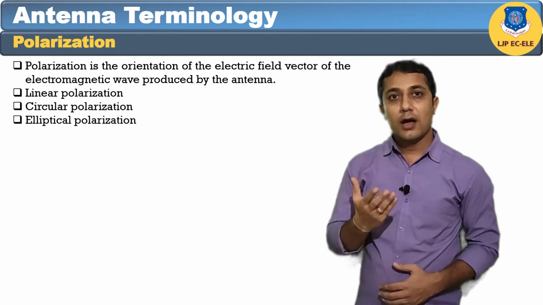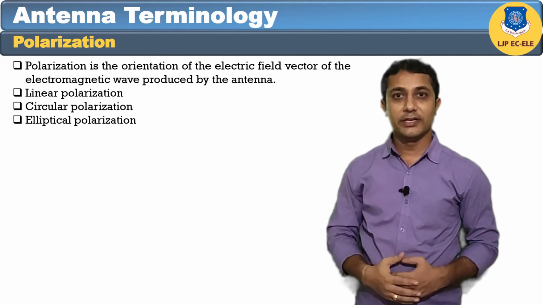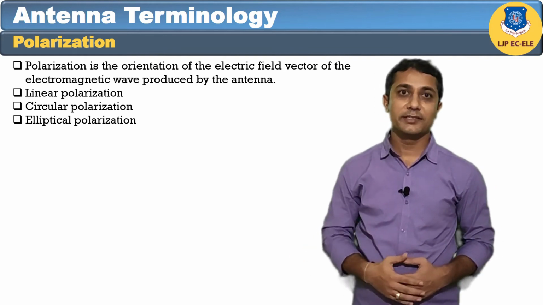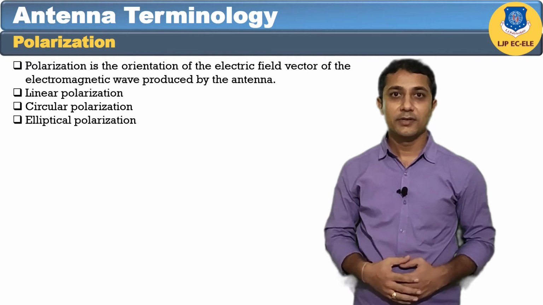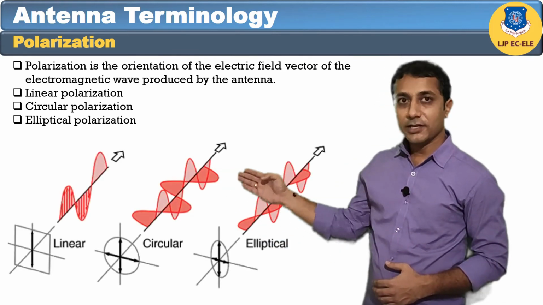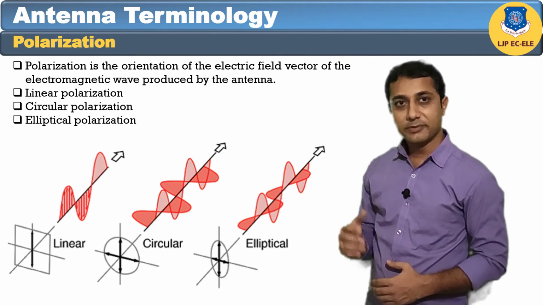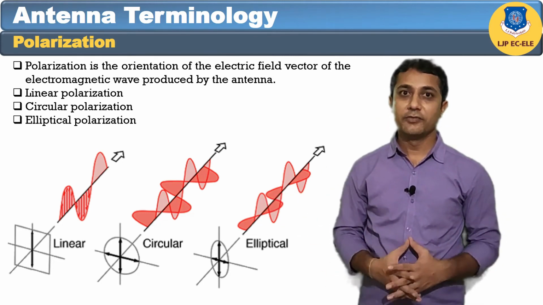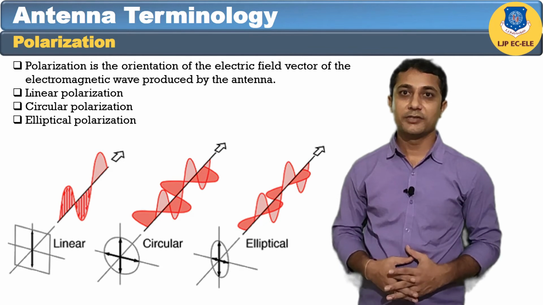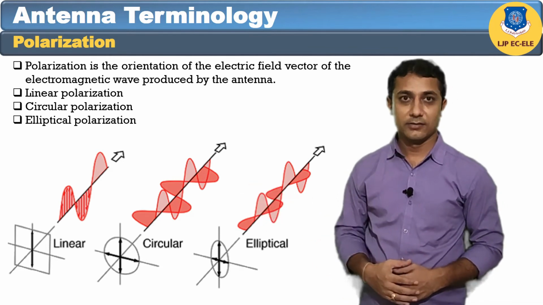Depending on how the electric field is oriented, we classify polarized light into three types: linear polarization, circular polarization, and elliptical polarization. So here we have the three types of polarization as we listed.